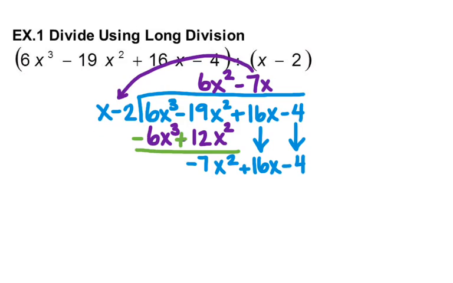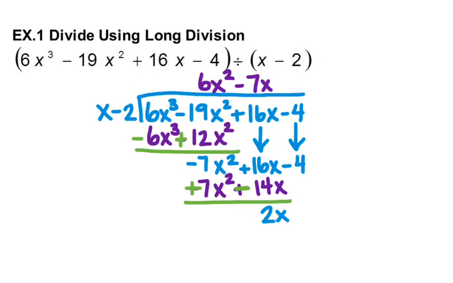So I'm going to multiply negative 7x times both terms on the outside, which will give me negative 7x squared plus 14x. There's my square. Draw the line and change all the signs. So again, my x squareds are going to cancel. Positive 16x minus 14x is going to give me 2x minus 4.